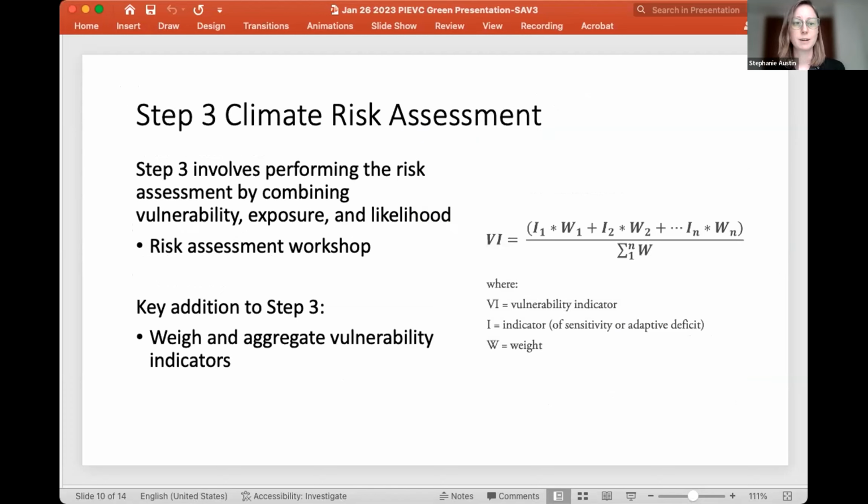So step 3 is our climate risk assessment, which, as I'm sure you know, is very close to the original PIEVC protocol.